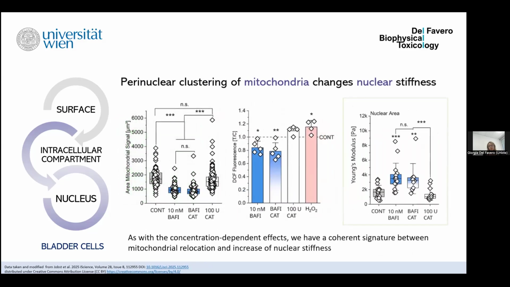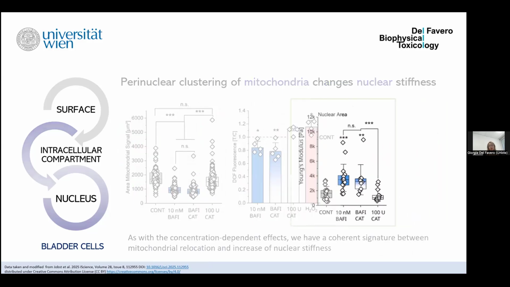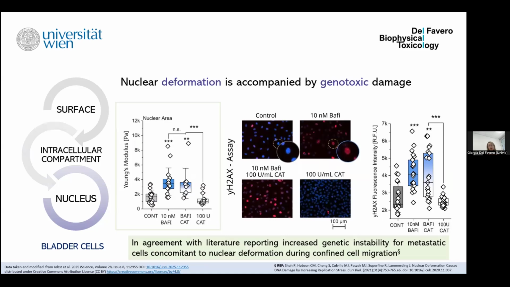So we repeated the experiment of measuring the nuclear stiffness. And also in this case, like for the concentration-dependent effect, we had a quite robust increase of the nuclear stiffness when the cells were incubated with bafilomycin or with bafilomycin plus catalase. Importantly, this was also associated with a significant increase of gamma-H2AX signal. So that made us suppose that this nuclear deformation and increase of the nuclear stiffness that we could measure could be associated with a genotoxic damage.